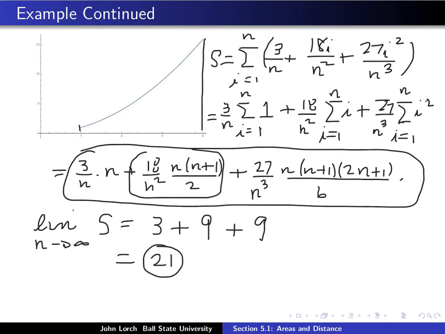And in computing that 21, we've done something momentous, right? We have computed exactly, not just approximated, but exactly the area that is under this curve y equals x squared on the interval from 1 to 4.